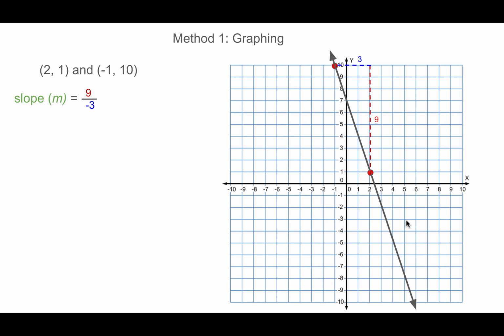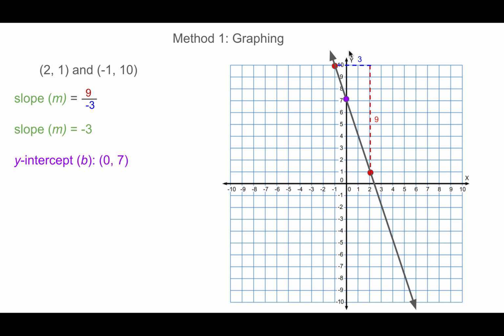To figure out the slope, I start at 1 point, and I'm going to start at my (2, 1). I'm going to go up from 1 to 10, so it's an up of 9 hops, and then I'm going to go to the left 3, so it's a negative 3. So up is a positive 9, to the left is a negative 3, and I can simplify that because 9 divided by negative 3 is negative 3. So my slope is negative 3.